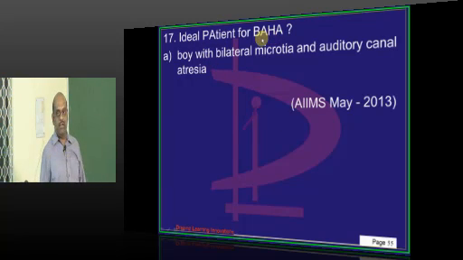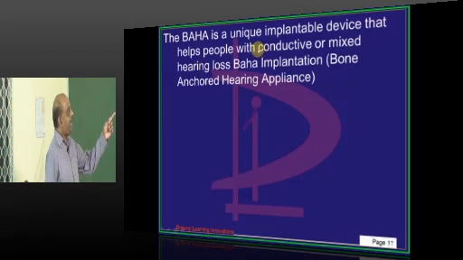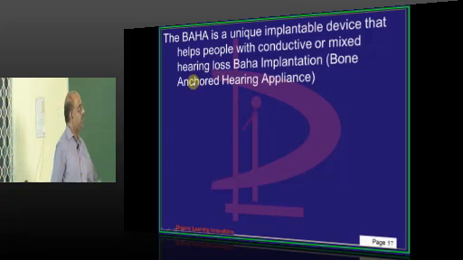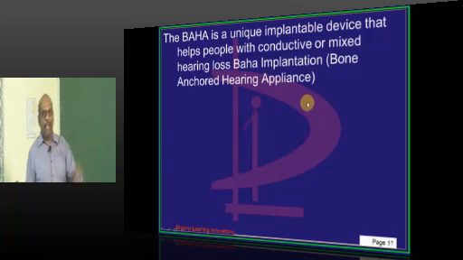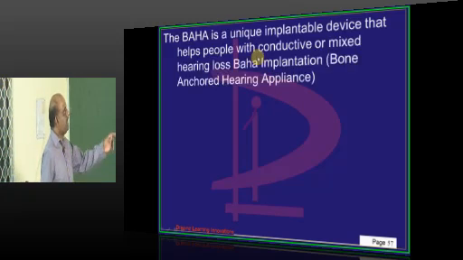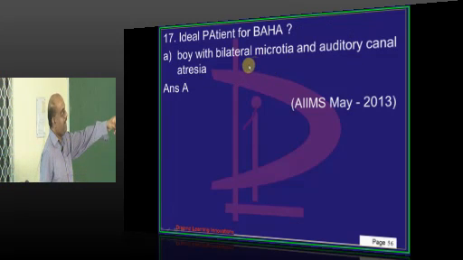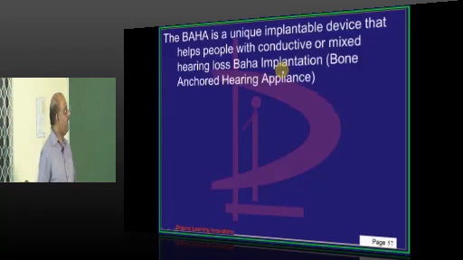Who is the ideal patient for BAHA? What is BAHA? One question on hearing loss and hearing aids, cochlear implants will definitely be there. So BAHA is a unique implantable device, bone anchored hearing appliance, which is classically used whenever the patient is having bilateral microtia and auditory canal atresia.